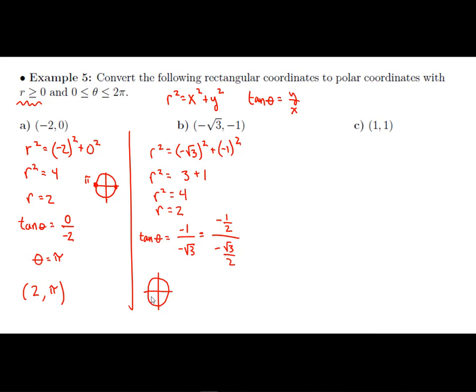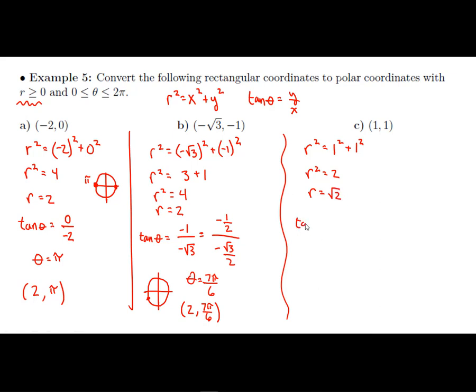All right, well, they're both negative in quadrant 3, and that's going to happen right about here, where the cosine is larger and the sine is a smaller value. So that tells me that theta is 7 pi over 6. So my point here is (2, 7 pi over 6), written in polar coordinates. And then lastly, r squared is 1 squared plus 1 squared. R squared equals 2, so that means r is equal to the square root of 2.